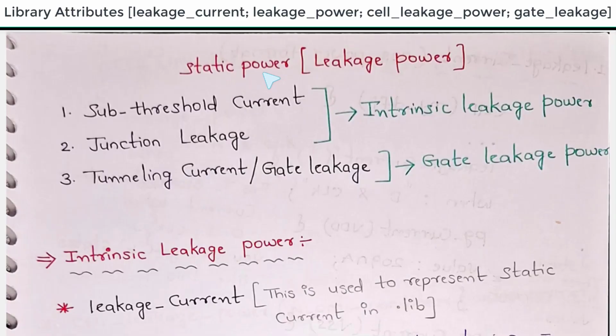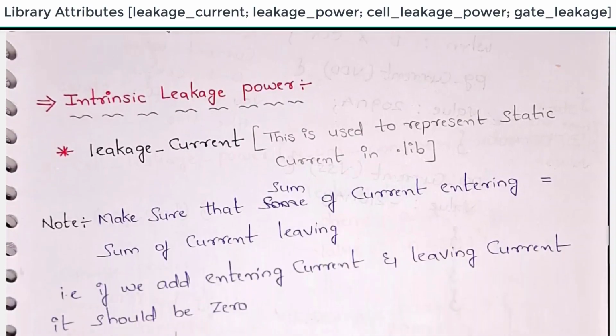So in static power, till now we have seen these three things. We know that static power is also called leakage power, and these three come under static power: subthreshold current, junction leakage and tunneling current, which is also called gate leakage. Here the first two come under intrinsic leakage power, and the third one is called gate leakage power. Now let us see the first one, what is intrinsic leakage power.